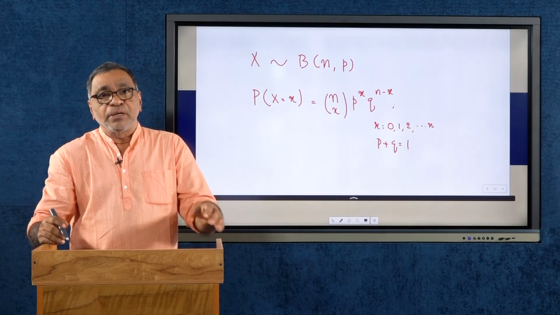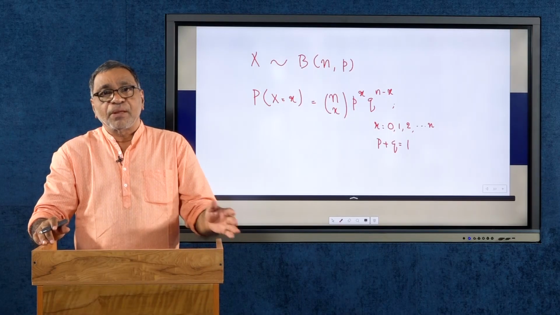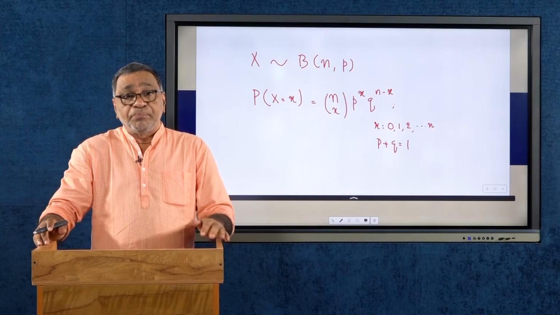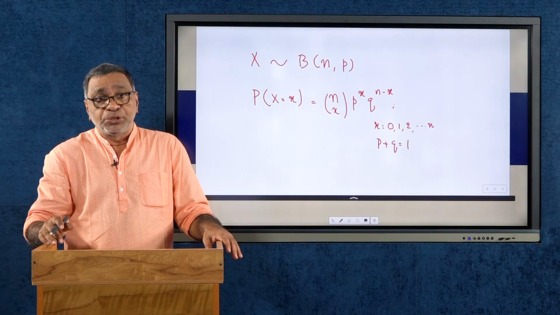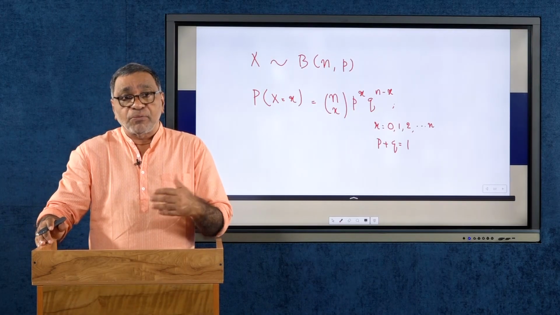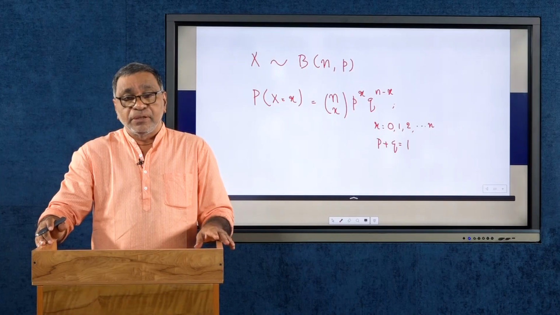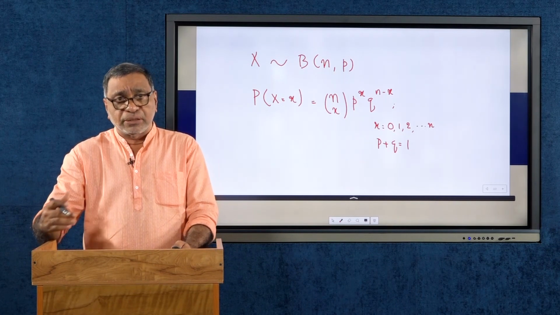Suppose you are given some equations or some parameter values, the quantities mean, variance, etc. of the binomial distribution. Can you find the parameter values? Can you find the values of n and p? That is a problem for us. So, in this module, we are discussing some problems like that.